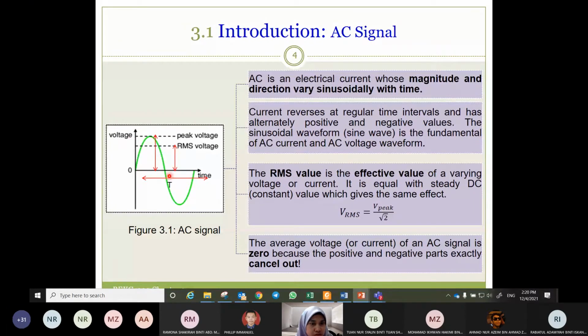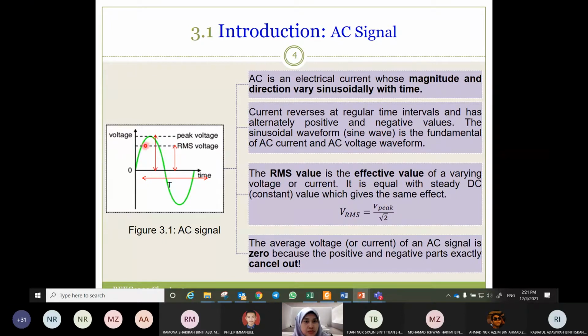Okay, so this is a sine wave. This is peak voltage. It is from 0 to the peak. Peak to peak value is from the peak to the peak. Let's say the peak value here is 5 volts. So peak to peak voltage is equal to what? 10. Okay, so RMS is V peak over root 2.